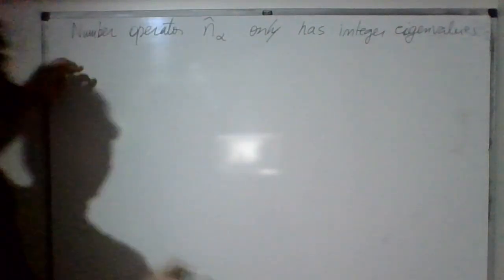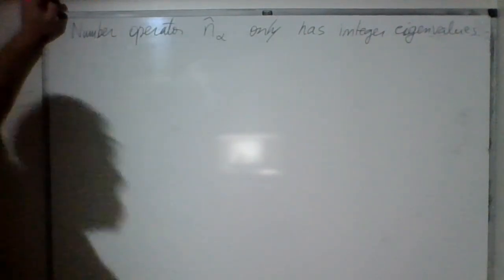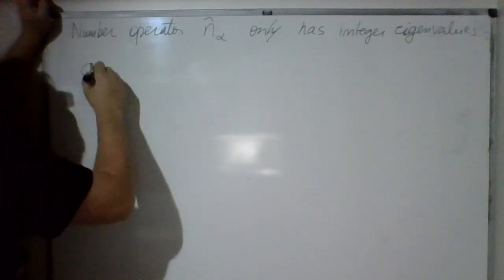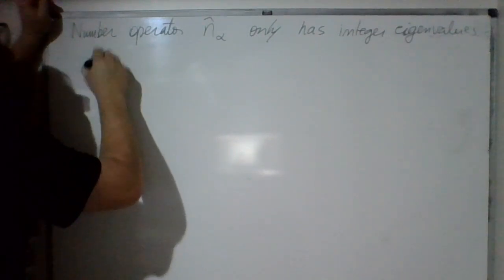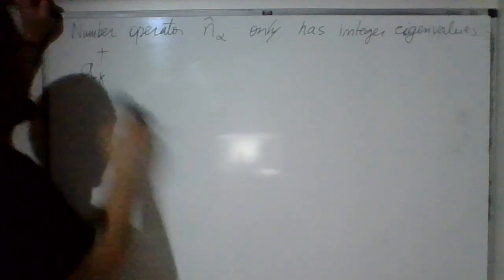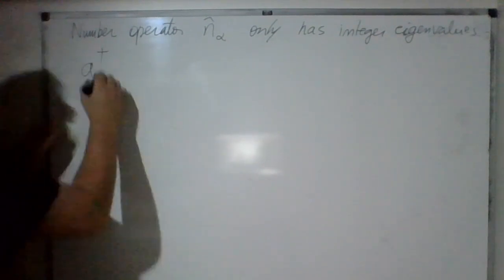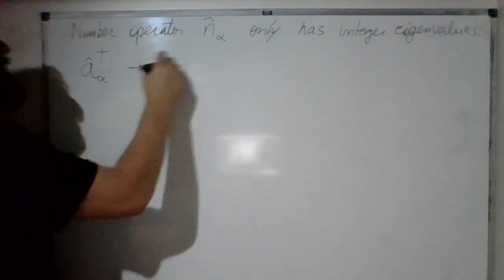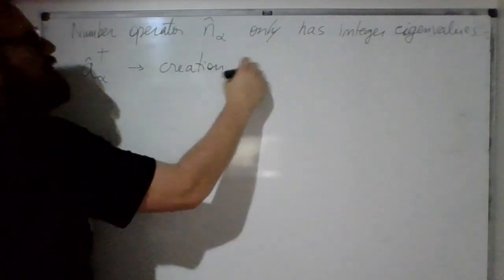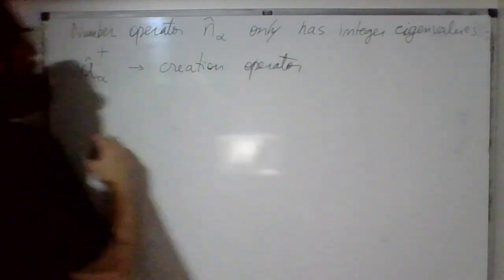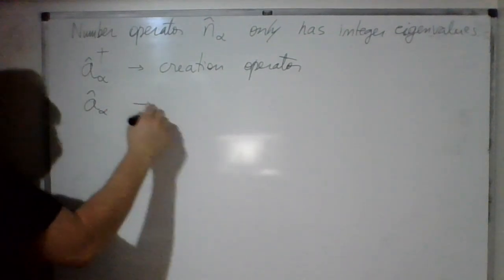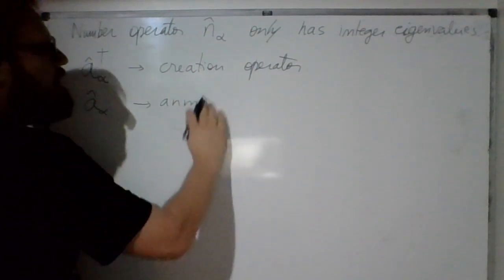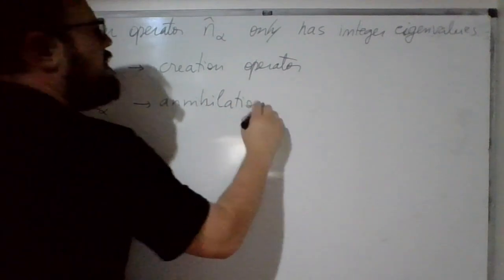So there is a number operator which only can produce integer eigenvalues, and there is something called a creation operator for a given set of quantum numbers. So it creates a particle at state alpha. So this is a creation operator. And there is also an annihilation operator.